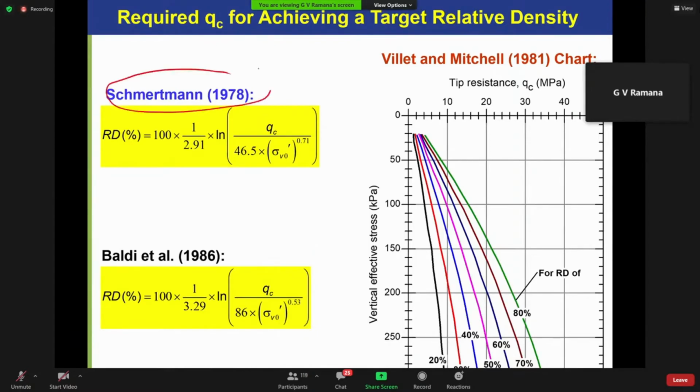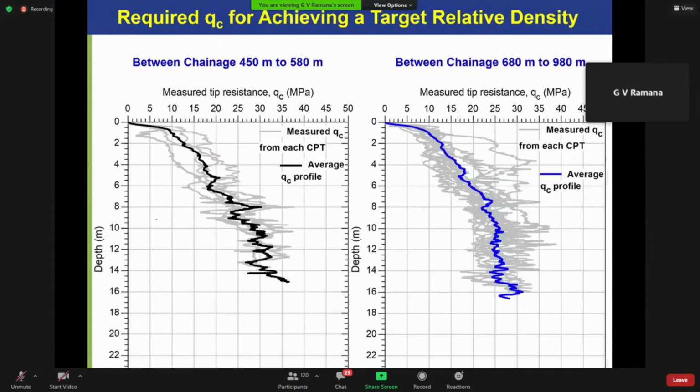Schmertmann has given one correlation. Willett and Mitchell have given another correlation. Baldi has given another correlation. So we used all these 4 correlations and tried to tell the engineers what is the target qc which you can check in the field for paying the bill. Primarily, that's what it comes down to between the contractor and the government agency.